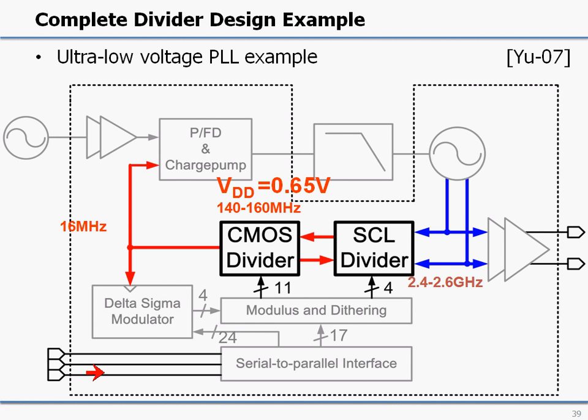Okay, so let's take a look here at a divider example. This was a very low voltage design. It operated from a 650 millivolt supply, in the 2.4 gigahertz band. The frequency at its input is 2.4 gigahertz, and at the output we want to go to a reference of 16 megahertz. We have 4 stages of source-coupled logic, and then at this stage we have a frequency in the range of 140 to 160 megahertz, and at that point we go to regular CMOS divider logic.